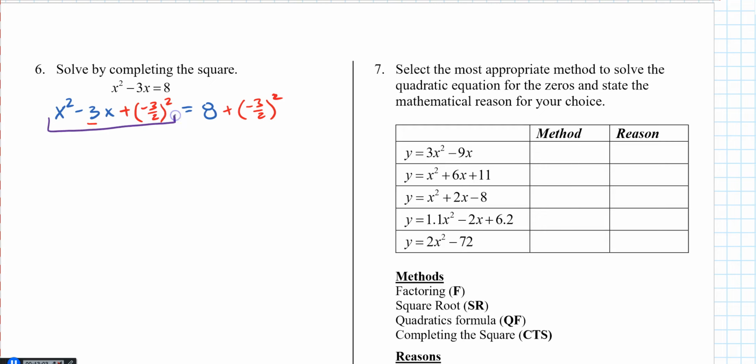Now we know that this left-hand side is always going to factor. We make it this way so that it factors to be x and whatever is inside that parentheses, that b over 2. So it's going to be -3 halves. And that's equal to 8 plus 9/4. If you're wondering how I got the 9/4, I squared -3 to get 9, squared the 2 to get a 4. So now I have x minus 3 over 2 squared is equal to 8 plus 9/4.